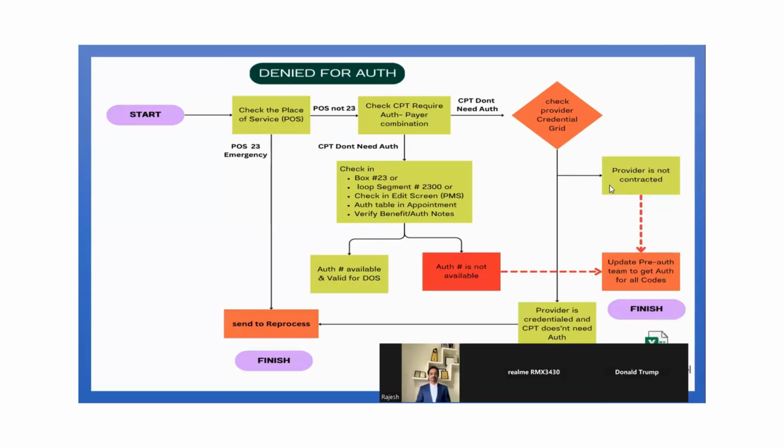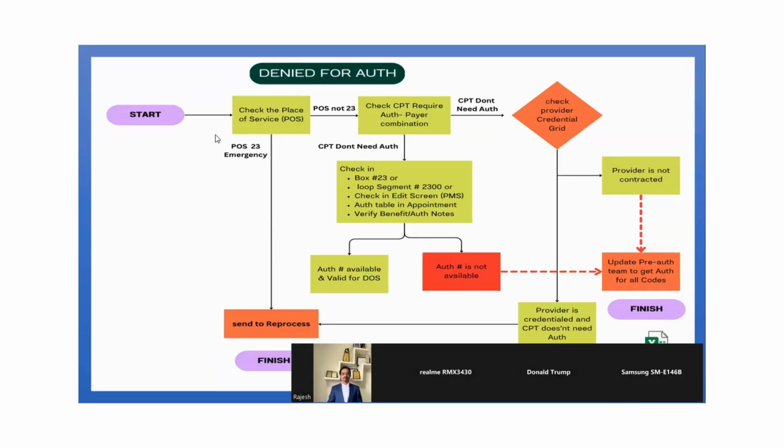If you take the authorization denial, it's a very important denial. If any place of service is 23, which is emergency, it does not need any authorization. So we will consider that no auth is required for place of service 23, and we skip it and send the claim back for reprocess. If it is not place of service 23, then we need to check the CPT code, whether it requires authorization. And auth mainly is based on the payer combination.